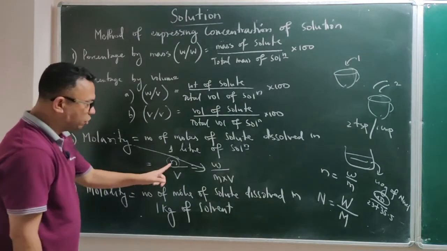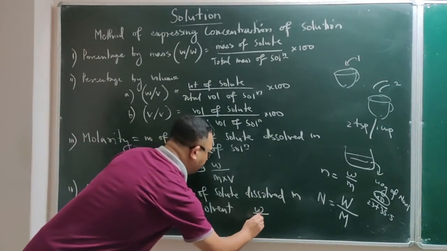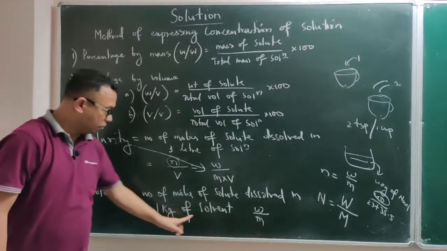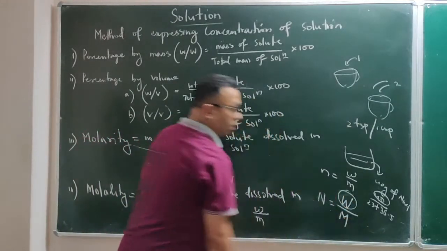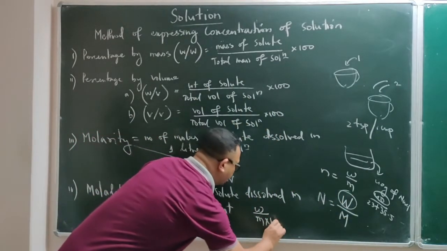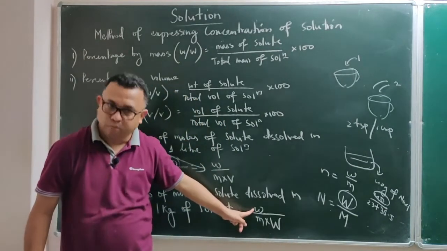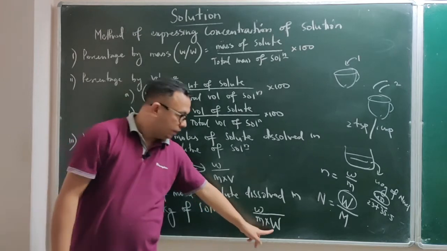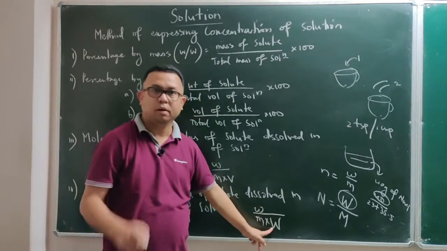But since I am going to replace n with small w by small m, let me write it down here: small w by m is what is going to give you the number of moles of the solute, and I have to express it in terms of the weight of the solvent, which is capital W. See the symbols that I am going to use: small w, weight of the solute; small m, molecular mass of the solute; capital W, mass of the solvent. But this mass of the solvent must be in kg.